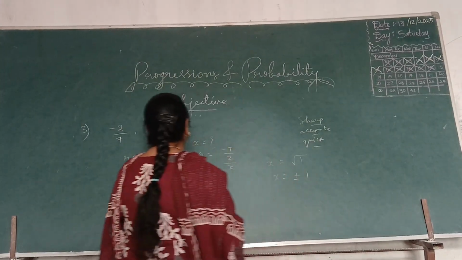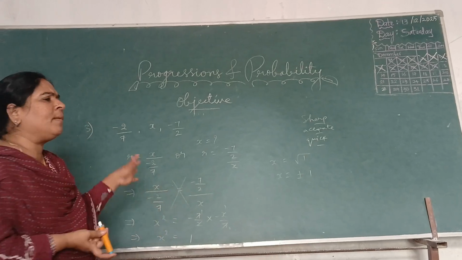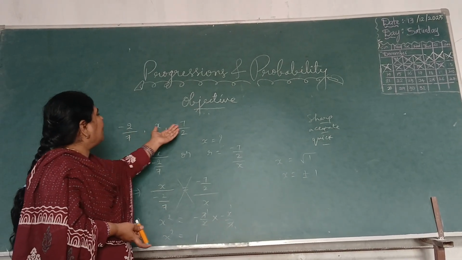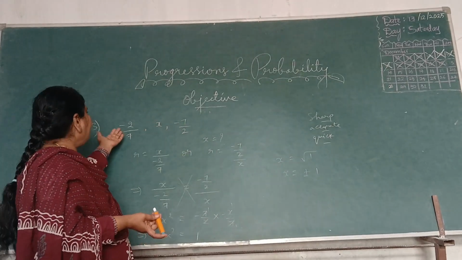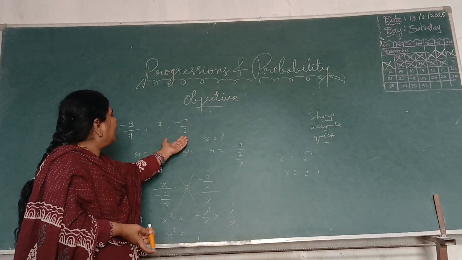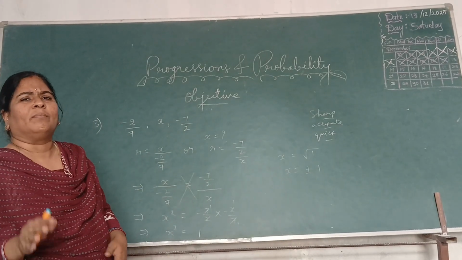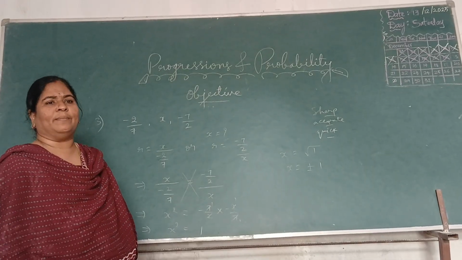Plus or minus 1. It may be plus 1, it may be minus 1. For both it will be satisfied, because 1 by minus 2 by 7 is equivalent to minus 7 by 2 by 1, or minus 1 by minus 2 by 7 is equivalent to minus 7 by 2 by minus 1. Both are equal. 1 is correct, minus 1 is correct. Let me see another question.